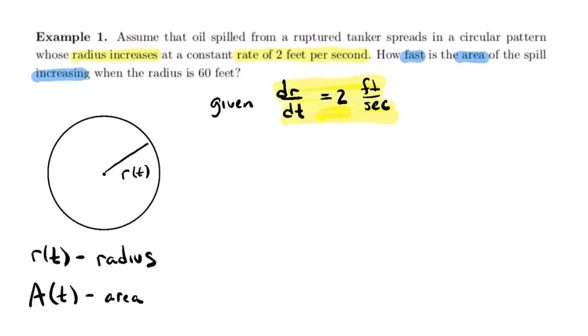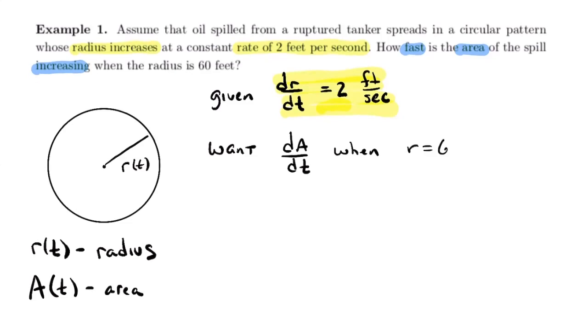What do we want? I'd like to know how fast the area is changing. I've called the area A of t, so its rate of change in Leibniz differential notation is dA/dt. In particular, I want to know dA/dt when r is equal to 60. I'm going to highlight that want, dA/dt, in blue because that is exactly what I colored in blue up in the statement of the problem. How fast is the area increasing? So in calculus language, they're asking me, what is the value of dA/dt when r is 60? And we know it's going to be a positive number because this oil spill is getting bigger.